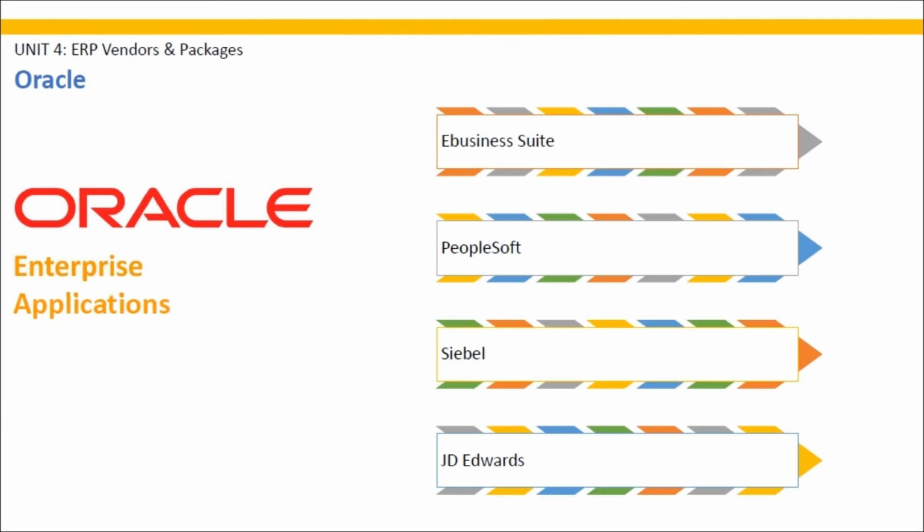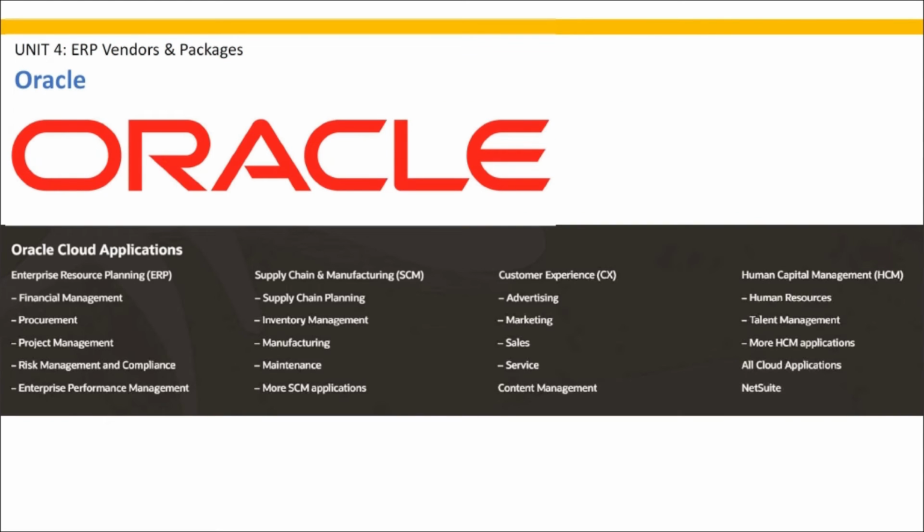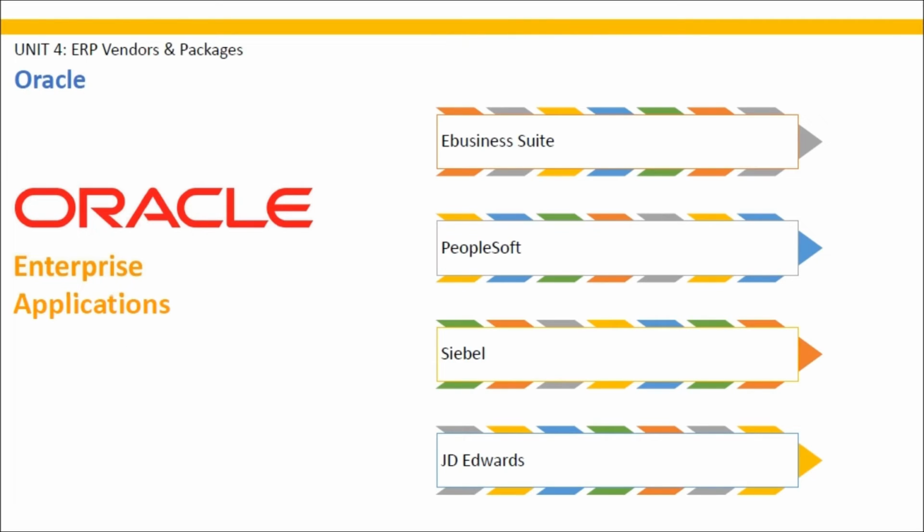Now, coming to Oracle, we have a lot of applications like ERP applications, supply chain management, customer experience, and human capital management. But coming to the ERP, we have a combination of a lot of applications like E-Business Suite, PeopleSoft, Siebel, and JD Edwards. These were all independent companies in the past, but now they are all integrated.